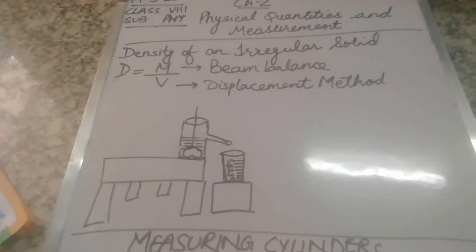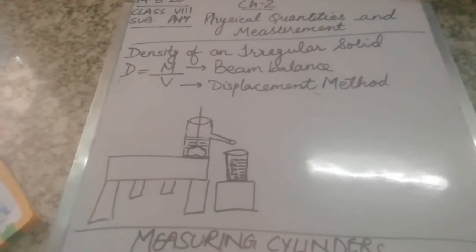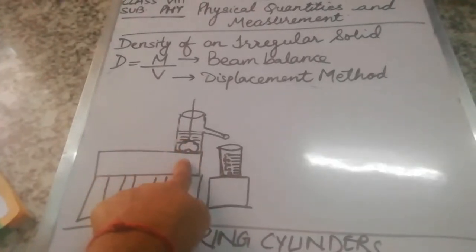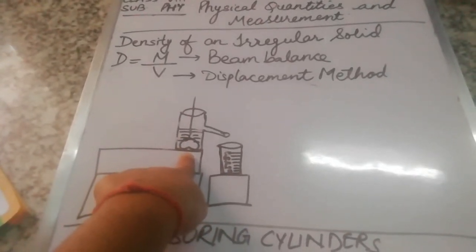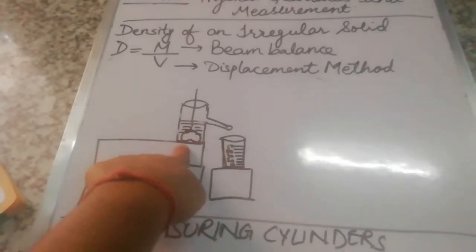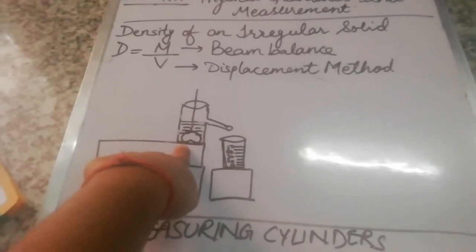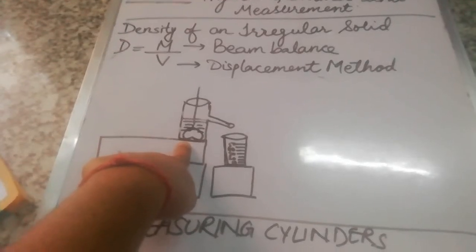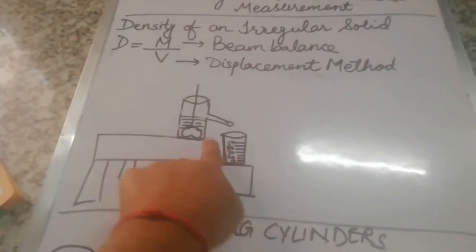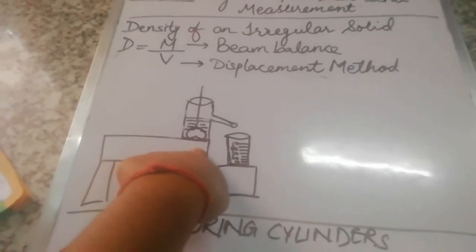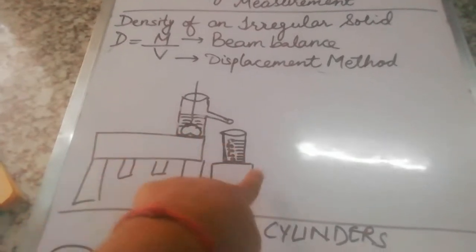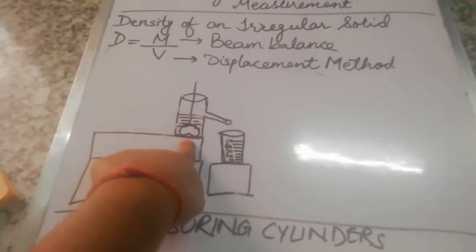By observing the amount of water collected in this measuring cylinder, we are able to find out the volume of this stone piece. The amount of water collected in this measuring cylinder is the volume of this stone piece. Let's say after immersing this stone piece inside the Eureka can, the water filled in this beaker is 10 milliliter. So what is the volume of this stone piece? 10 centimeter cube, because 1 milliliter equals 1 centimeter cube. So 10 milliliter equals 10 centimeter cube is the volume of this stone piece.